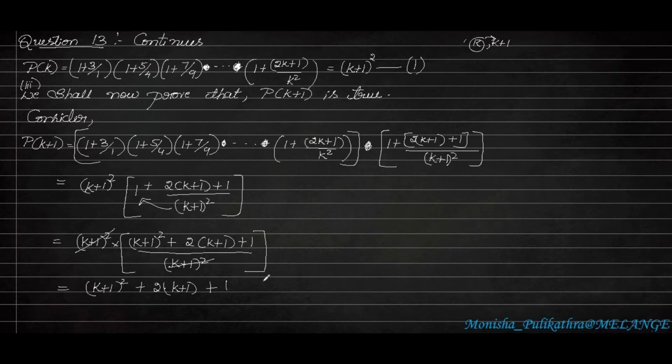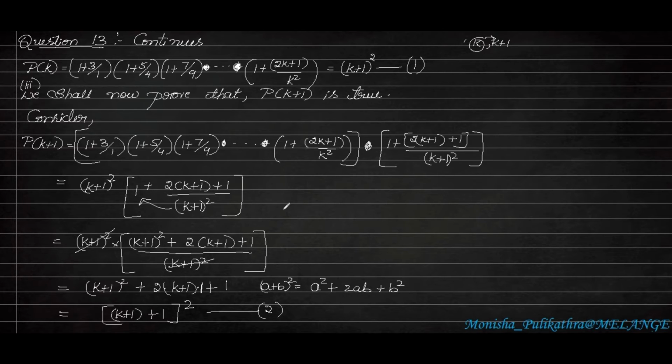So this will be in the form of the (a plus b) whole square formula. Okay, that is a square plus 2ab plus b square. So a is k plus 1, so (k plus 1) whole square will be a square plus 2a and b. We can include a 1 here, and b square, that is 1 square, is also equal to 1. So this will become (a plus b) whole square. So let this be equation number 2.